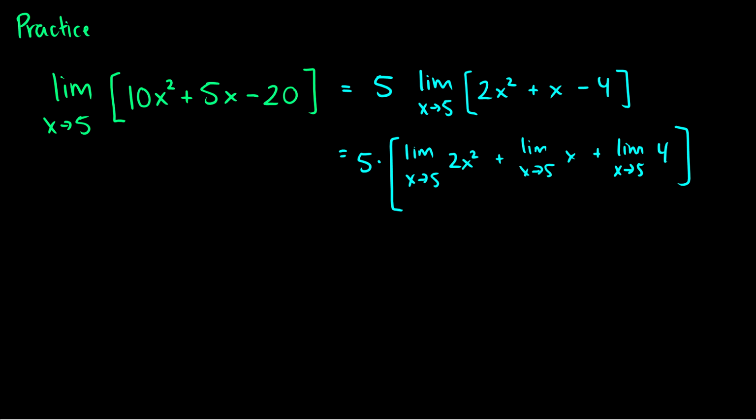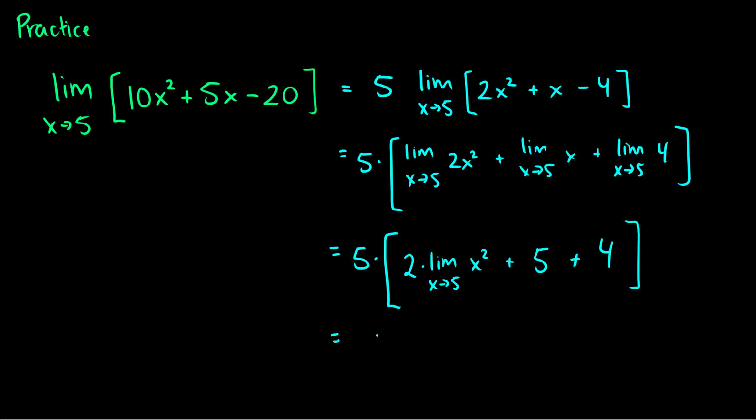Okay, so at this point you might be thinking, maybe we should just do it the original way, it's faster, and indeed it is faster, but just to really demonstrate these laws, I'm going to do it step by step like this. So this will be 5 times, well, in the first case we can pull out a 2. So this will be 2 times the limit as x goes to 5 of x squared plus, well, the limit as x goes to 5 of x is just 5. What about the limit as x goes to 5 of 4? Well, there's no x there to plug into, so it's just going to be 4.